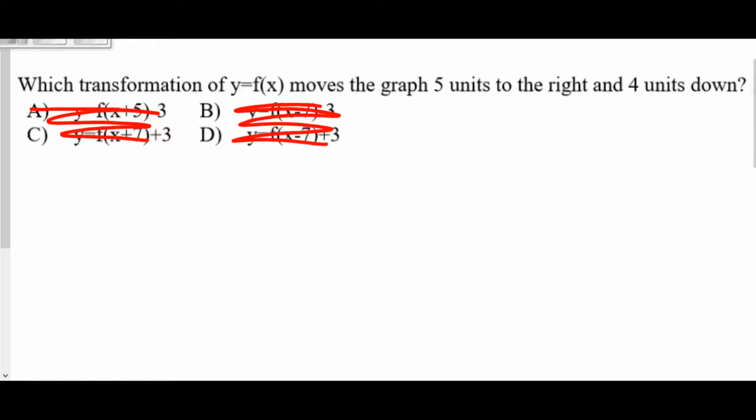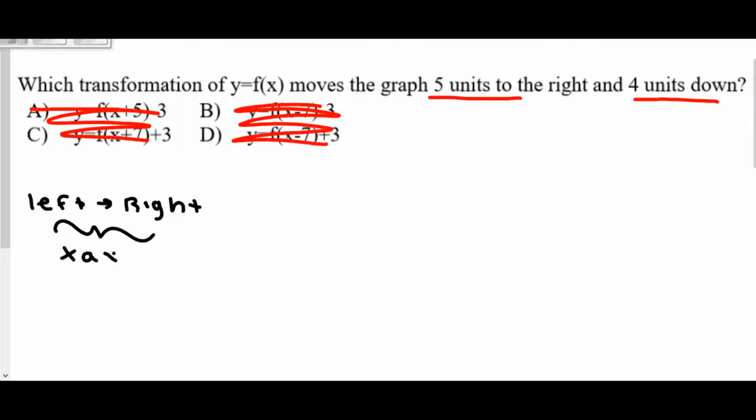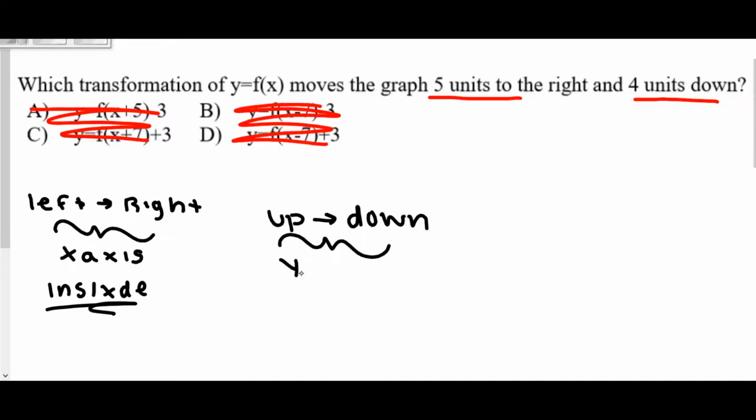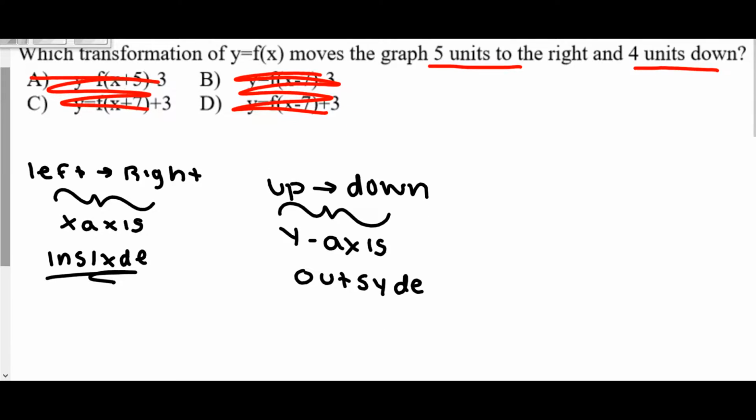Transformation of y equals f of x moves the graph 5 units to the right and 4 units down. So when we're moving left to right, we're moving on the x-axis, so we're going to place this number inside our function. When we're moving up to down or down to up, we're moving on our y-axis, so that number goes outside our function. So our parent function is y equals f of x.